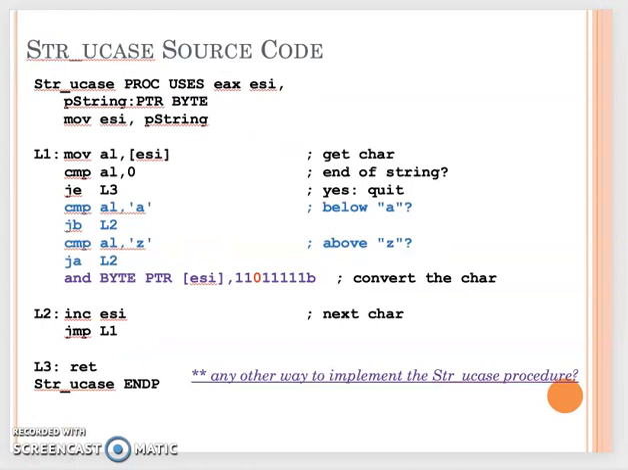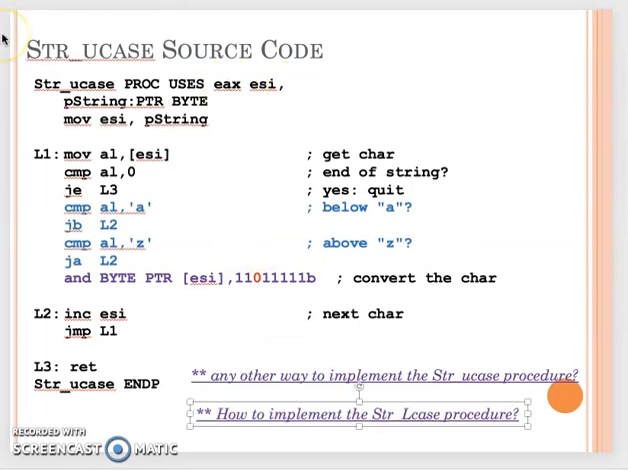The same thing, we always need to ask: do you have any other way to implement this procedure? If not, do you know how to implement the string lowercase procedure? You just do the opposite. Earlier you cleared the 6th bit, now you need to set the 6th bit. Of course you can try to change that. Pause the video anytime, complete it, and see if you can make it better.